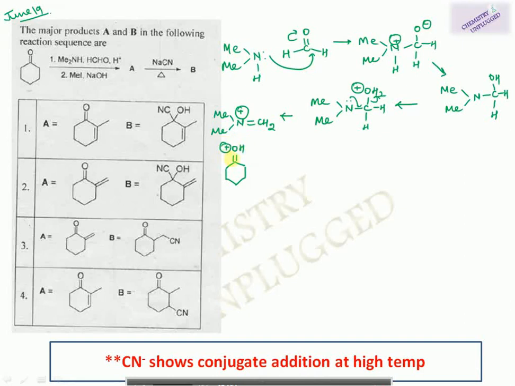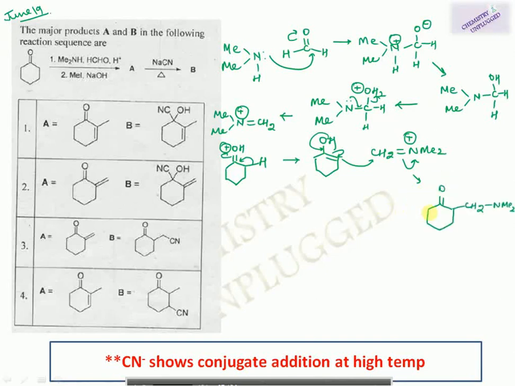Then in the next step, this enol will participate in the reaction and attack this Mannich base. This bond will first break, this will shift here, and then it will attack this CH2, and this bond will shift here. So you will get this. In the next step we are using methyl iodide, which we can write like this. Then the lone pair of electrons present on nitrogen will attack this Me group and this I will be removed.